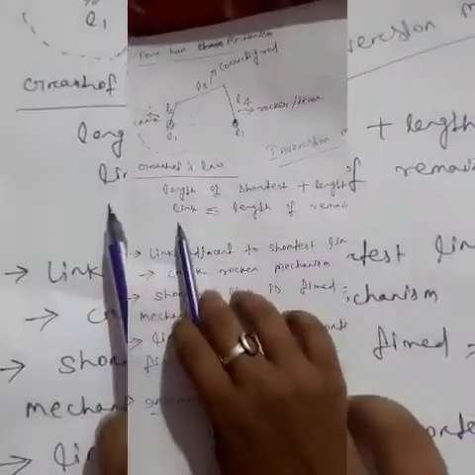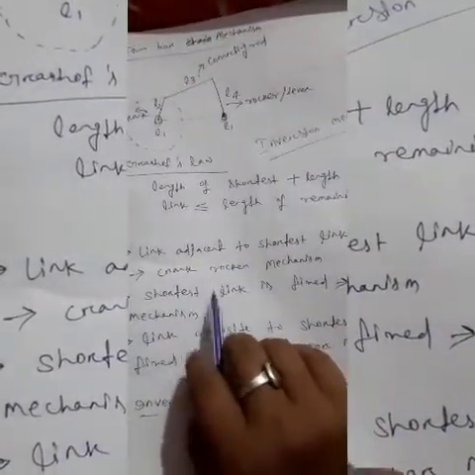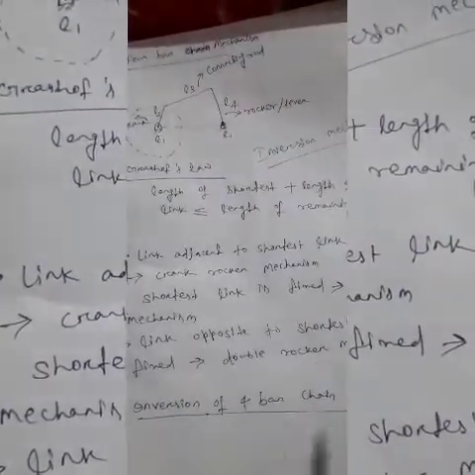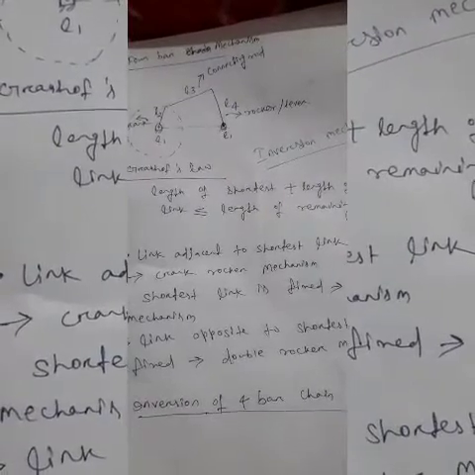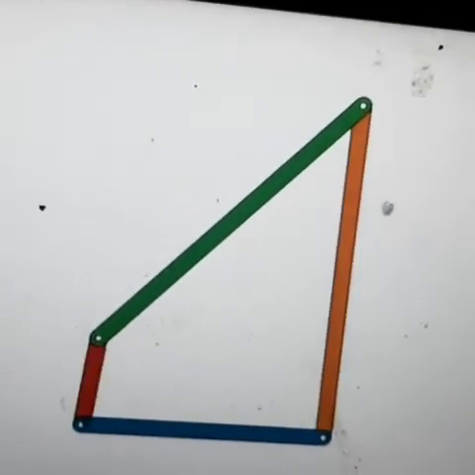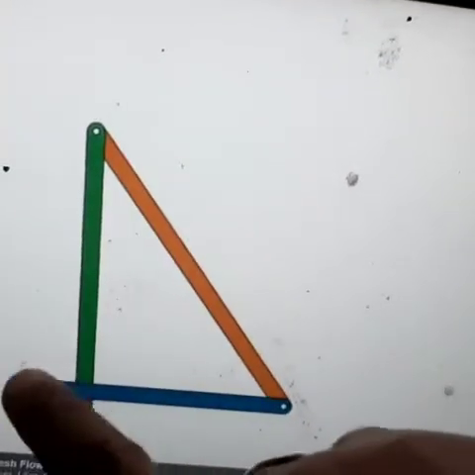So the link adjacent to the shortest link, if that is fixed, then it is known as crank rocker mechanism. If the shortest link is fixed, then it will be double crank mechanism, and the link opposite to the shortest link, if it is fixed, then it is known as double rocker mechanism. Here in this video you can see, this is the shortest link, and the link adjacent to the shortest link is fixed.